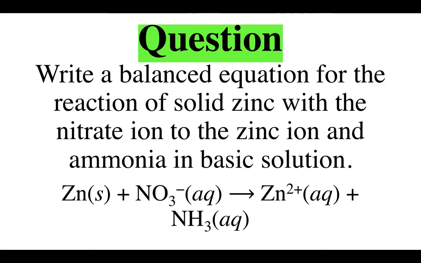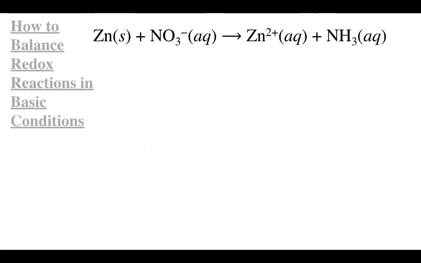All right, so now we're going to write a balanced equation for the reaction of solid zinc with the nitrate ion to form the zinc ion and ammonia in basic solution. Here they give us the equation in order to balance this redox reaction, and we see that this is in basic solution. The interesting thing, students, is that we're going to follow all the steps that we did to balance this redox reaction in acidic conditions. We're just going to add more steps at the end.